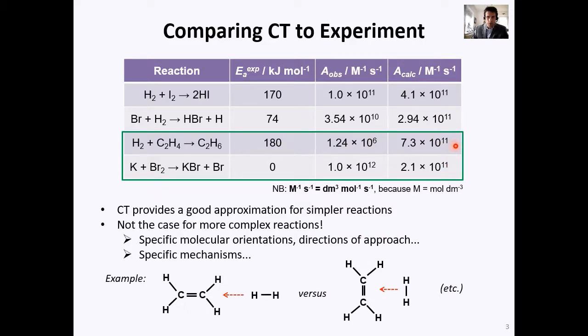However, when we look at these two cases down here, you can see that in these two cases, and particularly in this one here, the difference between the collision theory calculation and the observed rate is significant. Okay, so why is this? Well, in this reaction, I've got an example of it down here. This reaction is going to require a very specific direction of approach and a very specific molecular orientation.